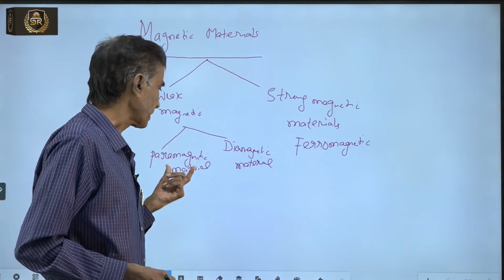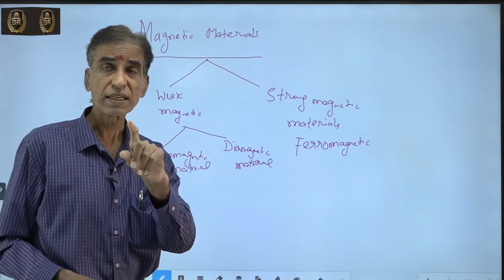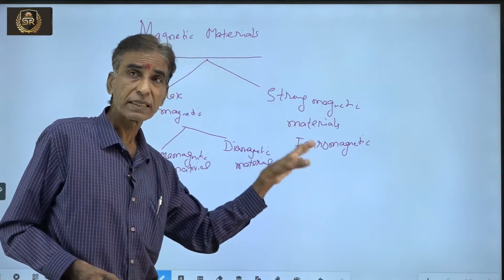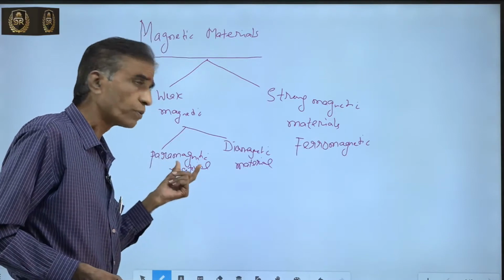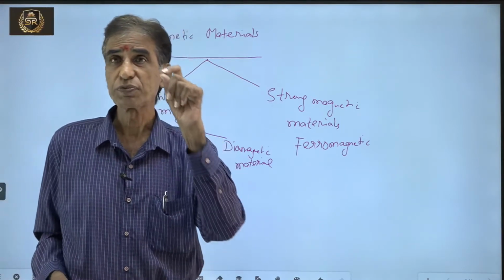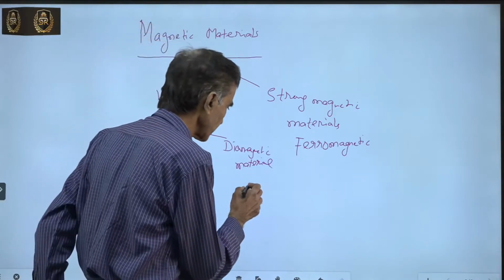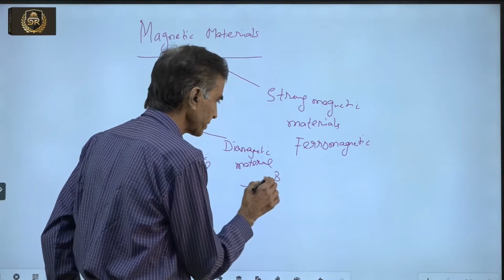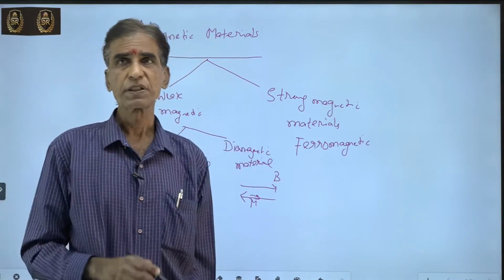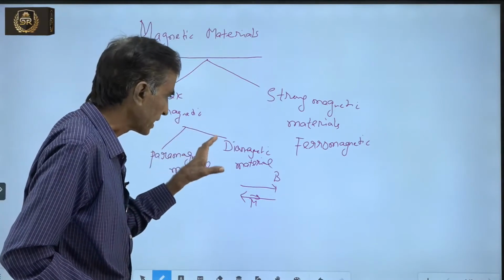But paramagnetic materials weakly align, only a few electron magnetic moments aligning in the direction of the field, whereas in diamagnetic materials a few magnetic moments weakly align, but in the direction opposite to the applied field. That is the difference between the three. Suppose this is the direction of the applied field, then the magnetic moment of a diamagnetic material will be opposite to that. That is the basic difference between ferromagnetic, paramagnetic and diamagnetic materials.